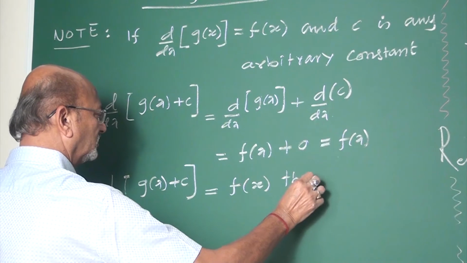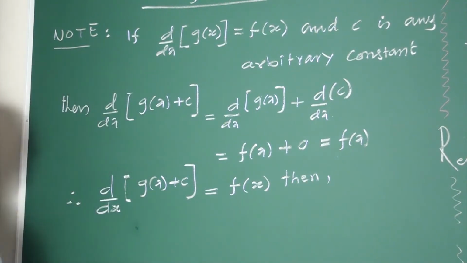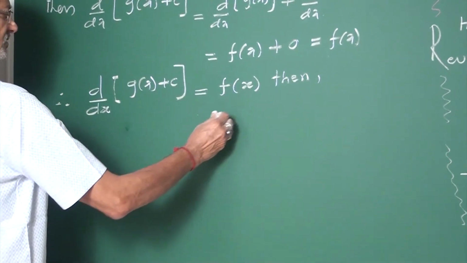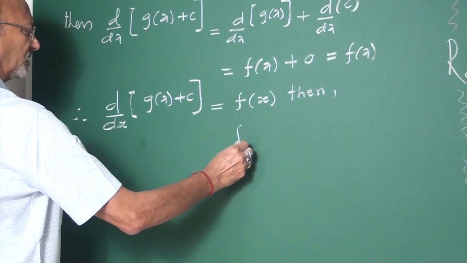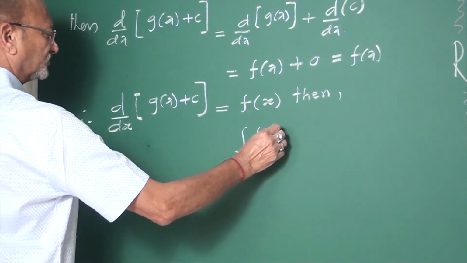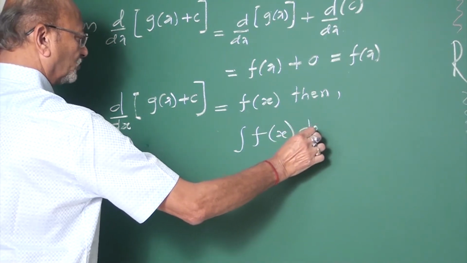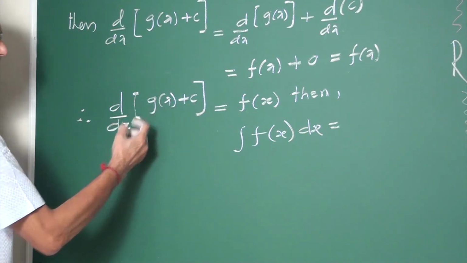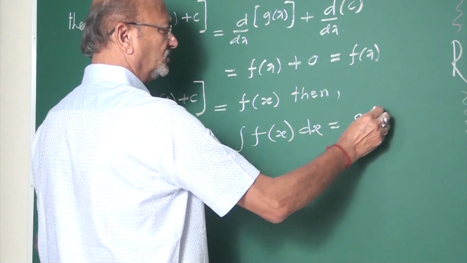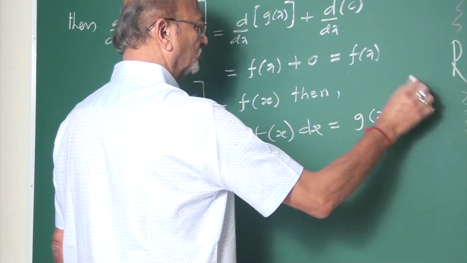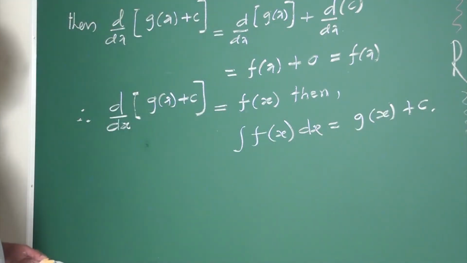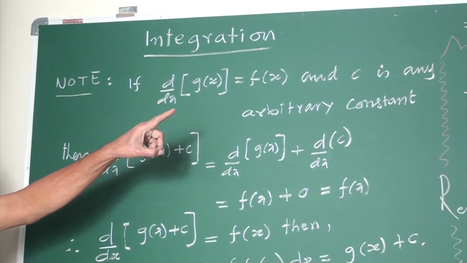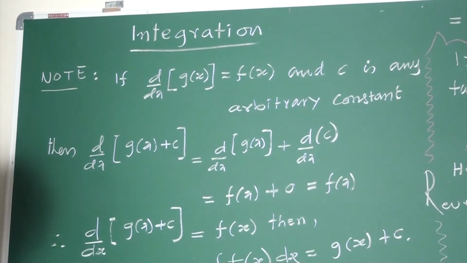Then tell my friend, use the definition. The integral of the RHS, f(x) with respect to x, dx, is this bracket, g(x) plus c. Hope you understood what I have written here. Remember, the derivative of g(x) is f(x) and c is any arbitrary constant. What do you mean by this?